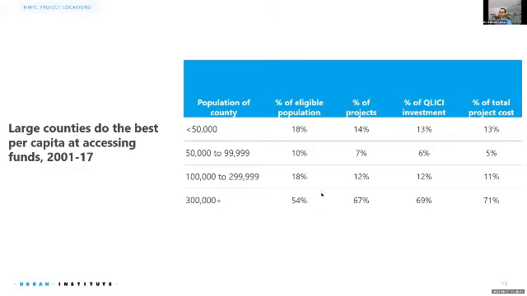So for example, counties with a population above 300,000 are 54% of the eligible population, but 67% of projects, 69% of CDE investment, and 71% of total project investment. And really for all of these geographies, it's not just the rural communities, but even these smaller or mid-sized places are seeing somewhat less than their share of eligible population in terms of projects and investment.